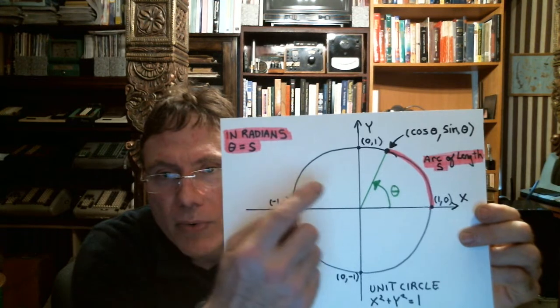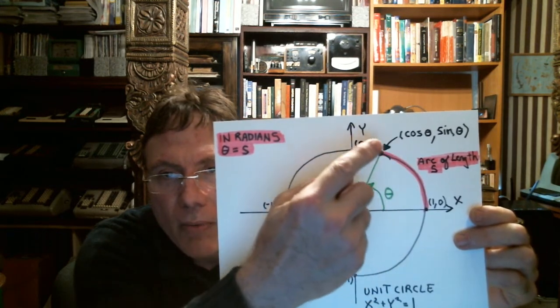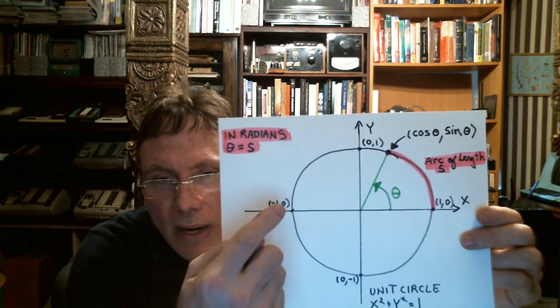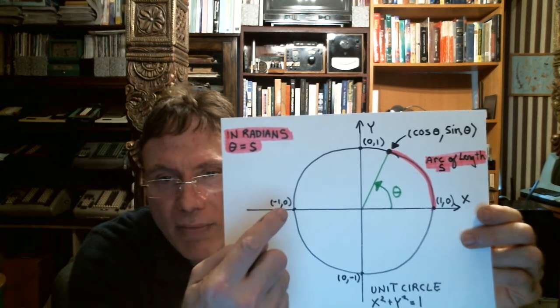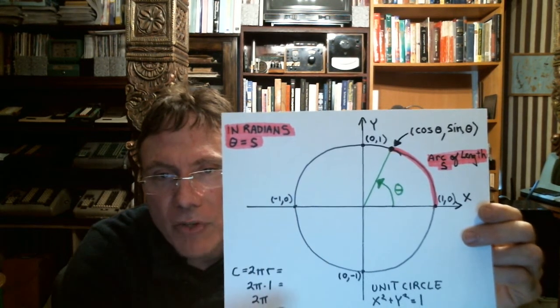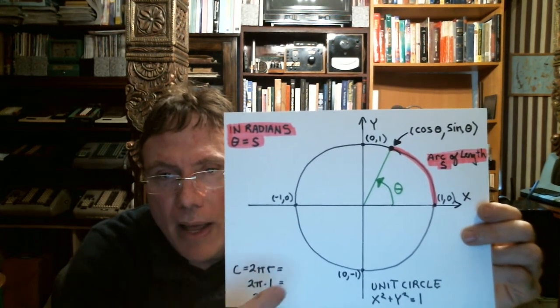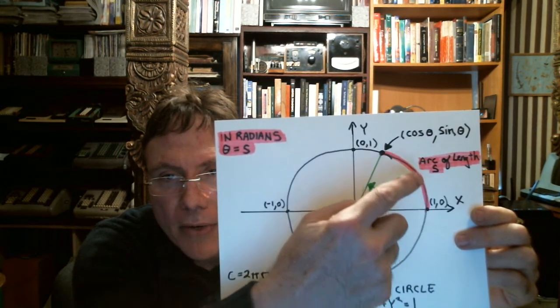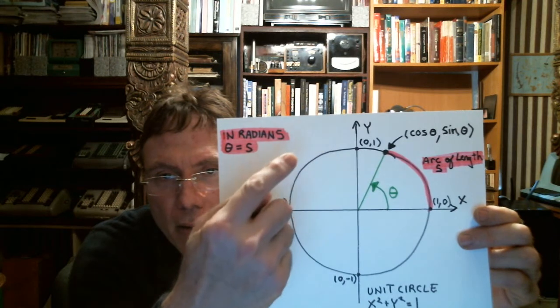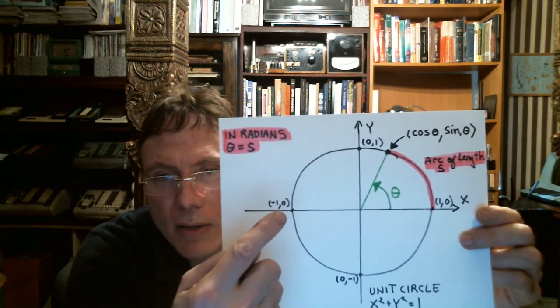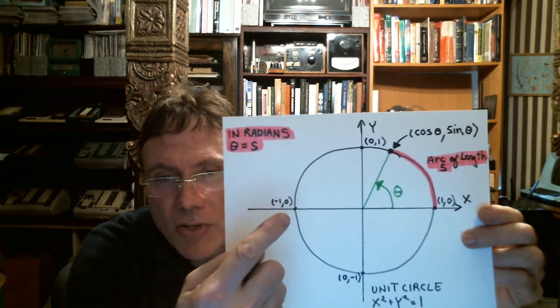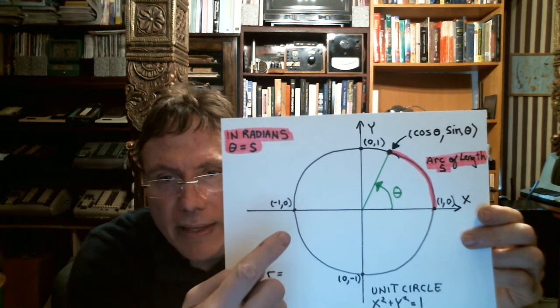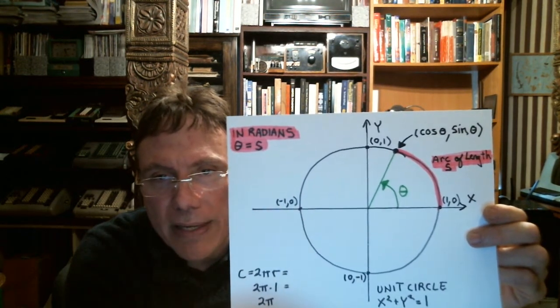But 180 degrees would be going halfway around the circle. Halfway would be half of 2 pi, which is pi. So the arc length extending from here all the way around to the other side would be pi. Therefore, pi radians is equal to 180 degrees.